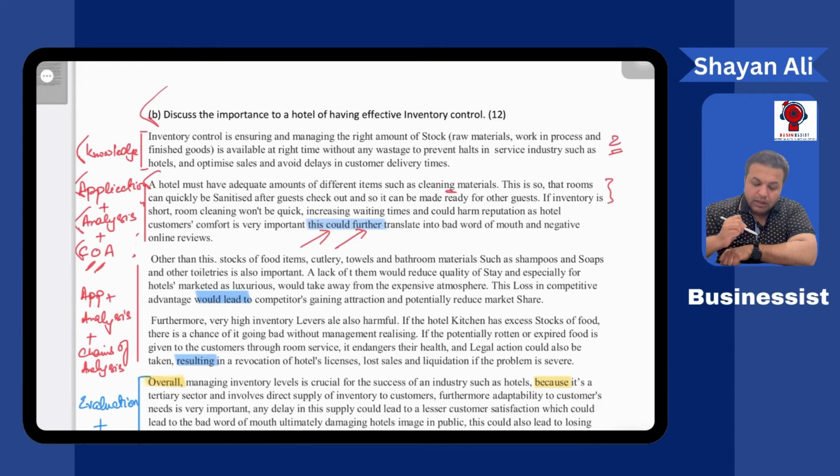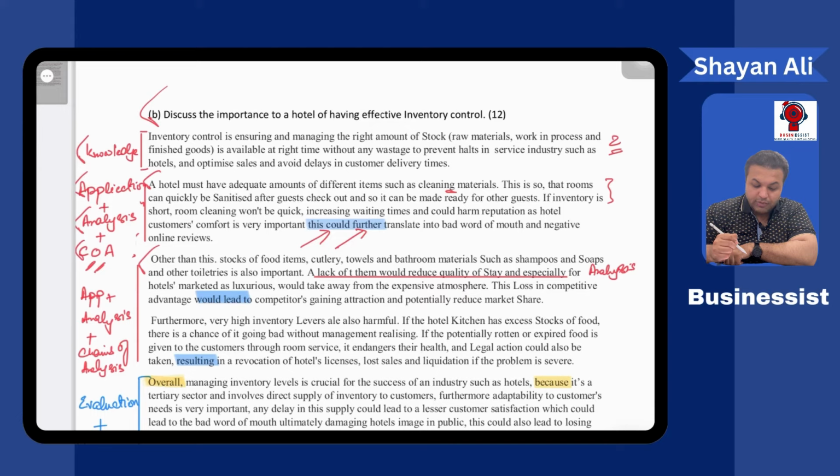Again, application. Other than this, stocks of the food items, cutlery, towels, and bathroom materials such as shampoo, soaps, and other toiletries are also important. A lack of them would reduce the quality of the stay, especially in hotels marked as luxurious. So from here onwards, definitely we are doing analysis. Further chains of analysis. This would take away from the expensive atmosphere.